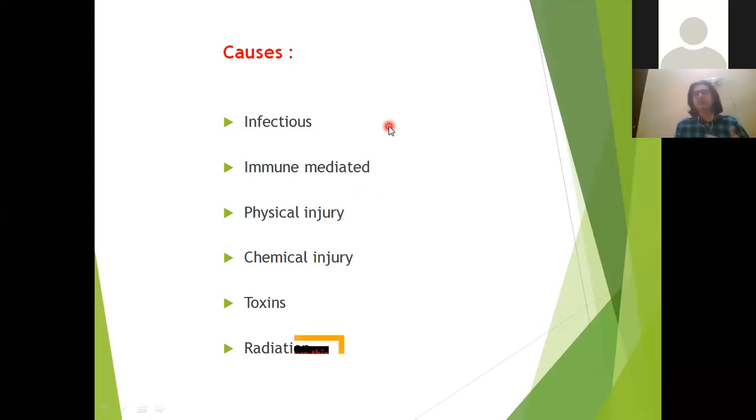For example, in disseminated meningococcemia, meningococcal infection, which causes meningitis, sometimes it causes disseminated meningococcemia, in which widespread vasculitis occurs due to the meningococcal organism. Similarly, in disseminated gonococcal infection, there is widespread infection by gonococcal organisms, and the same vasculitis can occur, right? The less common causes may be chemical injury or physical injury, but you need to remember these two important causes: infection and immune mediated.